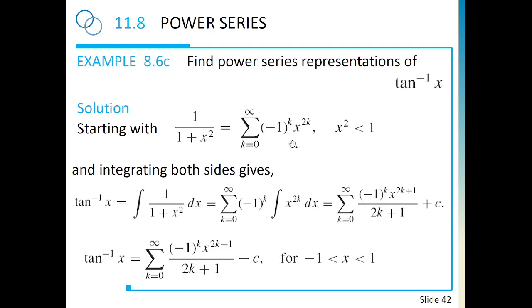So the integral on the right side is with respect to x. The summation doesn't depend on x, it's just the expression with x. So it's a series of the integral of x to the power 2k with respect to x. So integrating this is not a big deal. So 2k plus 1 divided by 2k plus 1, right? So we have a series here that we got from the integration plus a constant, obviously. So tan inverse is equal to this power series for x's between -1 and 1.